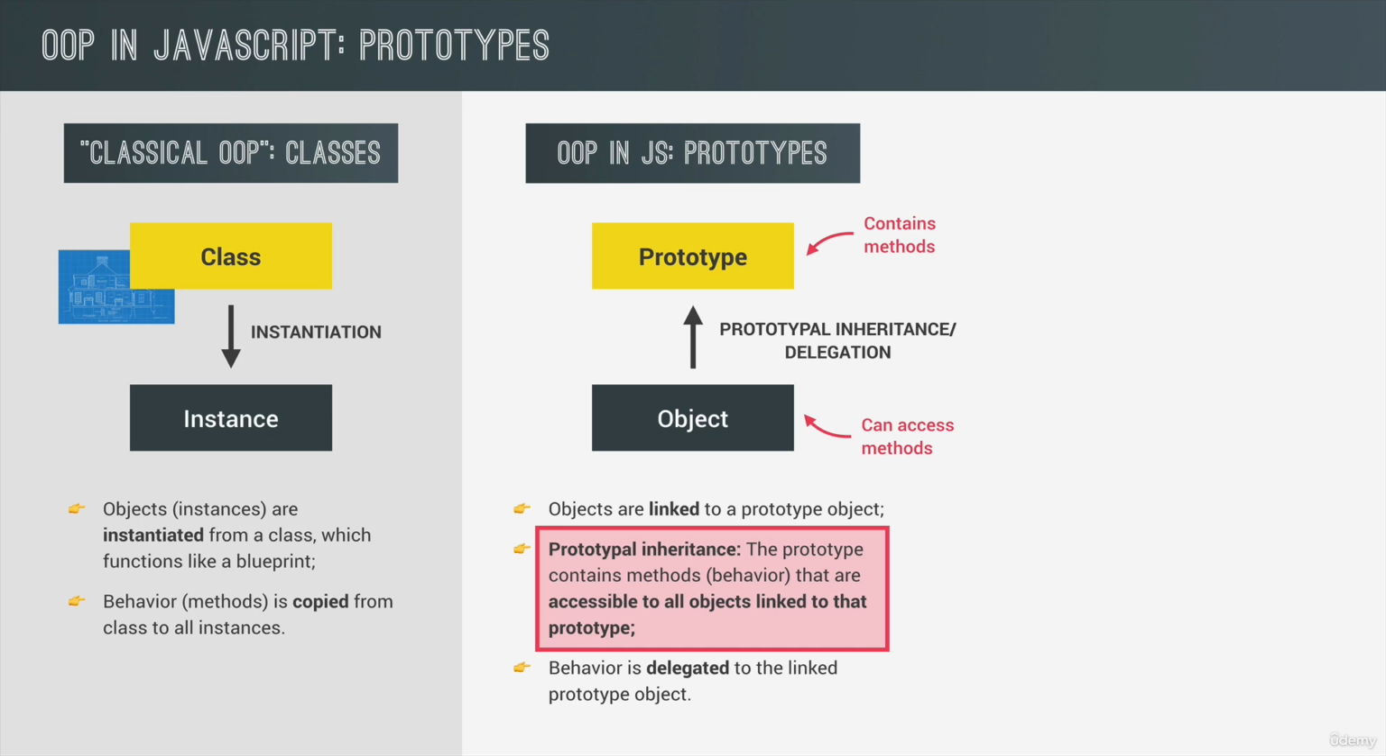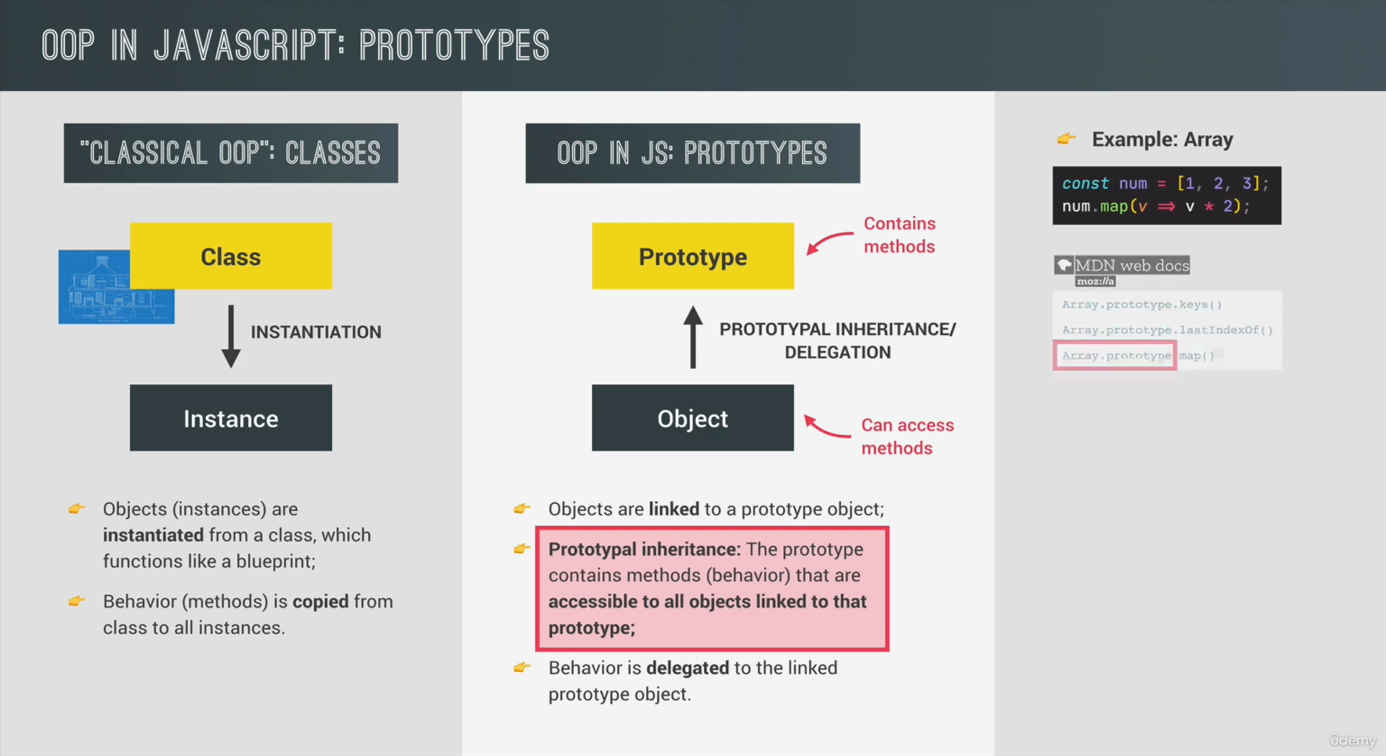But anyway, we have actually already seen this mechanism in action many times before, but without knowing that it was happening. For example, each time that we use an array method like map, we are able to use that method because of prototypal inheritance. When you go to MDN to check the documentation for any array method, what you will see there is that it's actually called array.prototype.map. But why is that relevant? What does this mean?